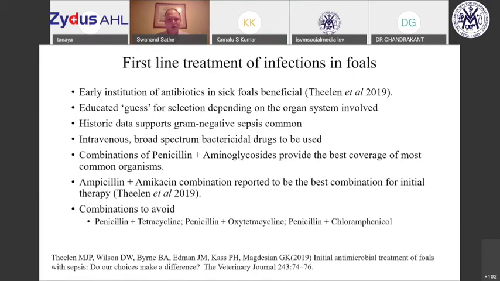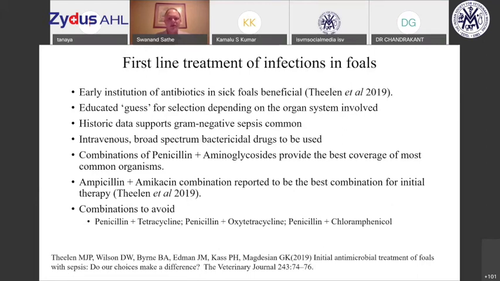Historic data supports that most infections in foals occur due to gram-negative sepsis. Right? So you need to use intravenous, broad-spectrum bactericidal drugs as the first line of treatment in foals. Do not use bacteriostatic drugs in foals. Combinations of penicillin with an aminoglycoside are thought to provide the best coverage for most common organisms.